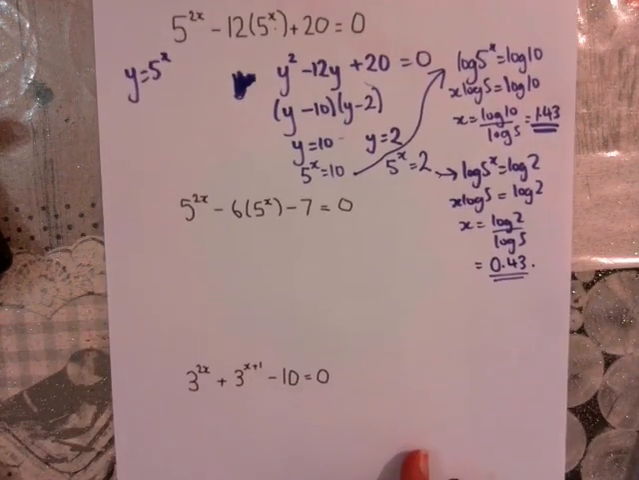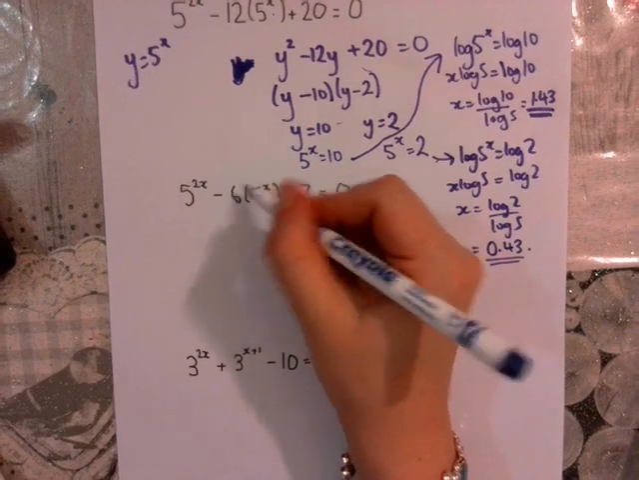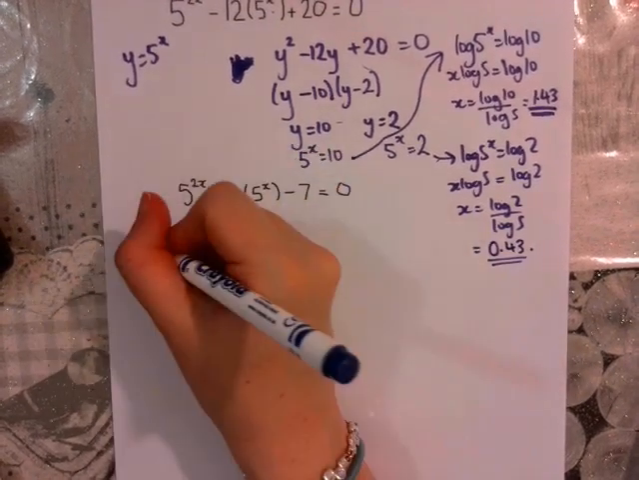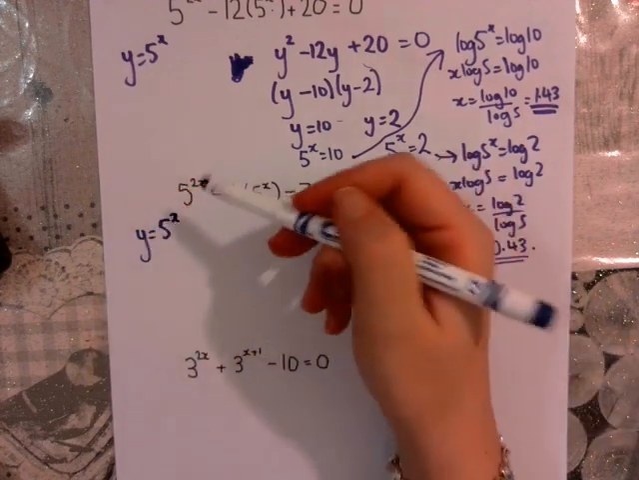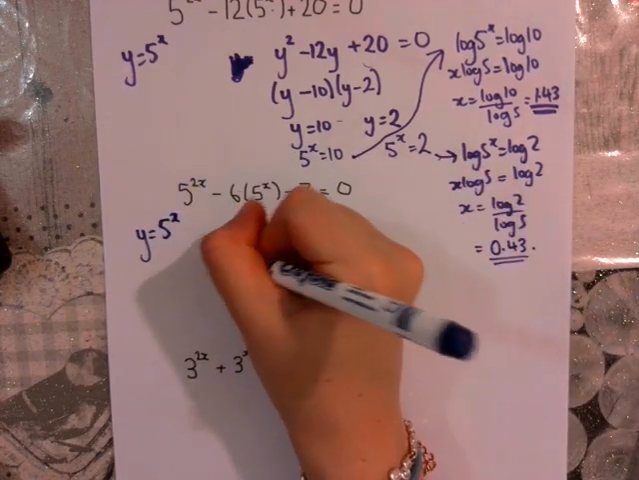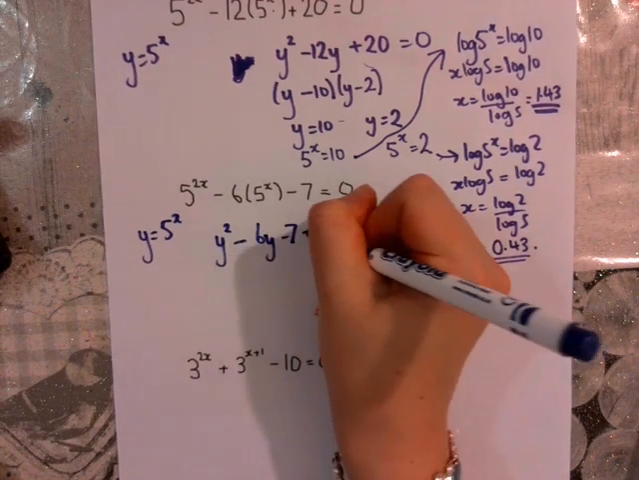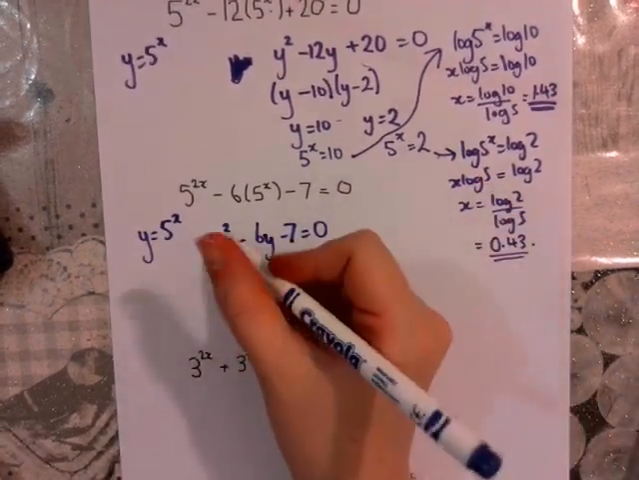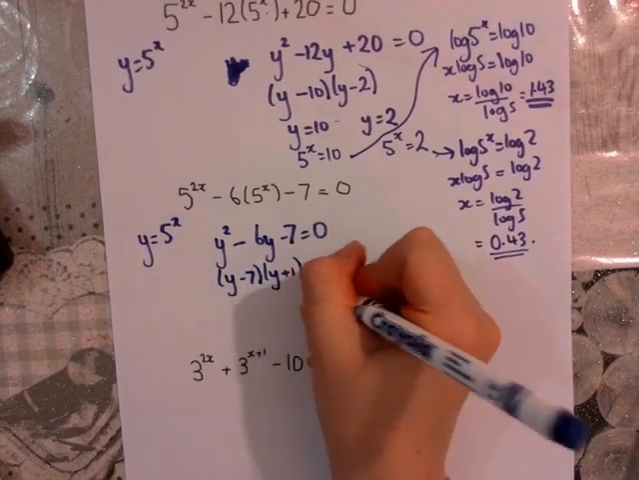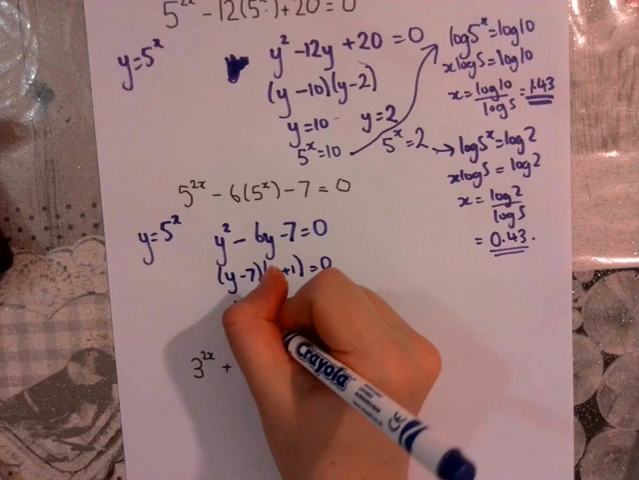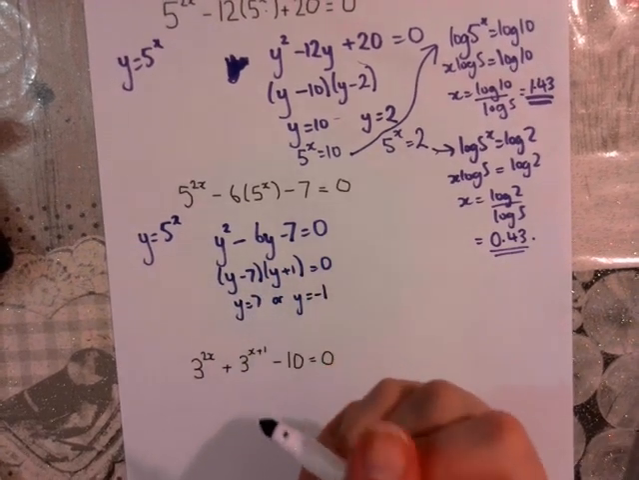Right, so the next one, very, very similar. So if I square that again, I'm going to get 5 to the power of 2x. So let's make y 5 to the power of x. So this bit would just be y squared. It's going to be minus 6y minus 7. So I'm going to factorise that, so I get y minus 7, y plus 1. So y equals 7 or y equals minus 1.